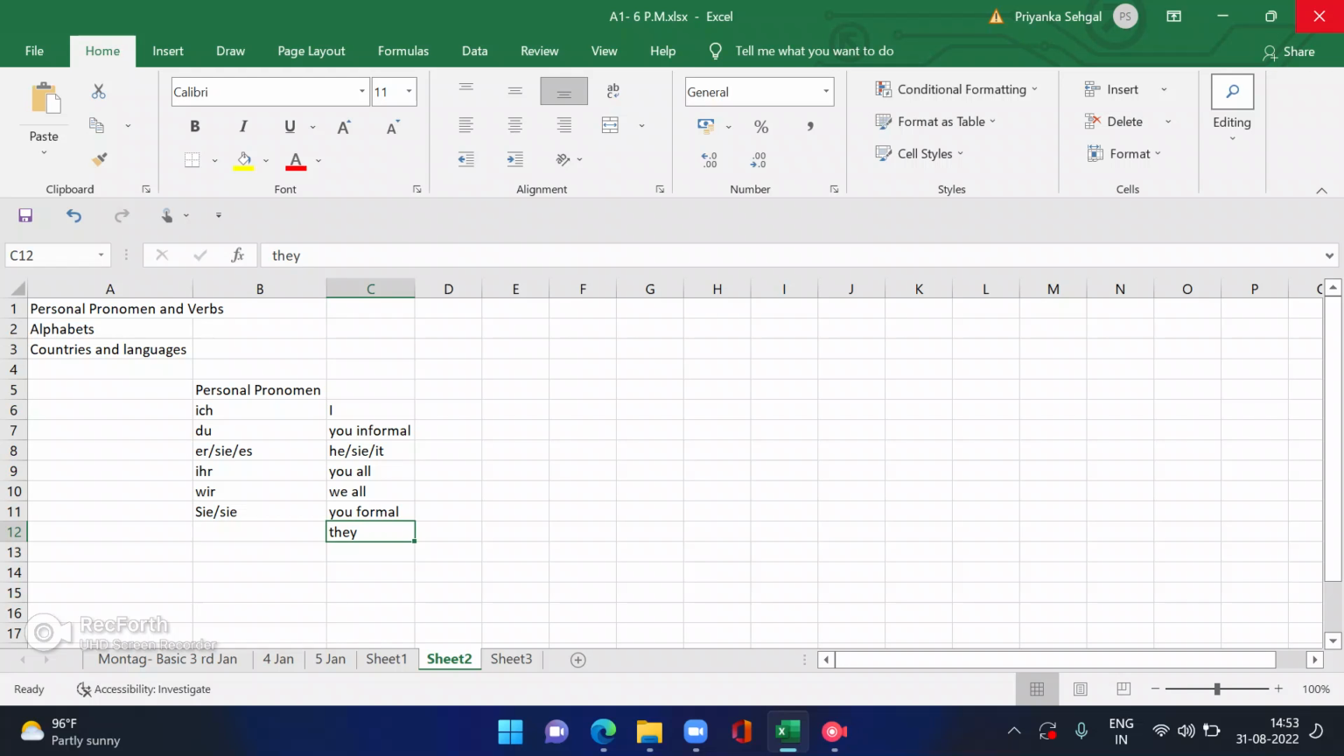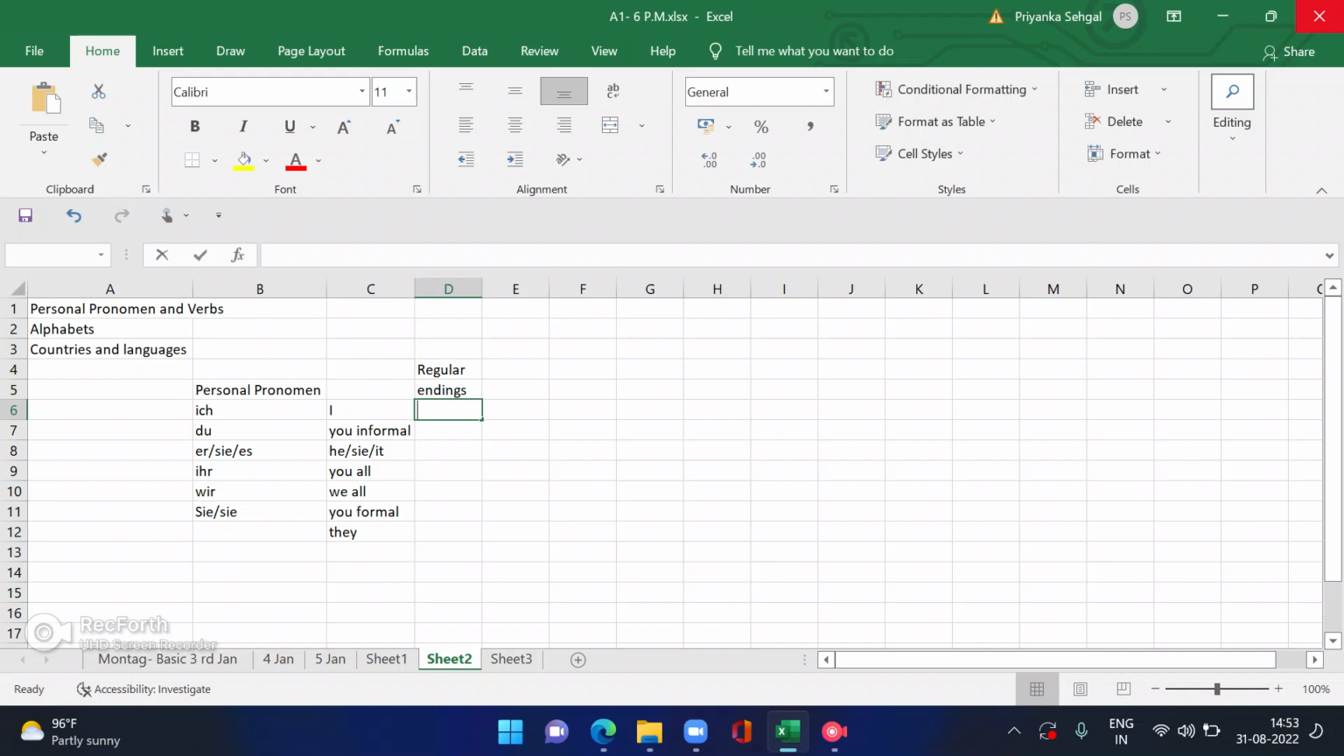Okay, now I will tell you the verbs. But before telling the verbs, I will tell you how to conjugate the verbs. So what are the endings with the personal pronoun? So here endings. Whenever we have ich, it is not always, but in regular verbs. I'm talking about regular verbs endings here.